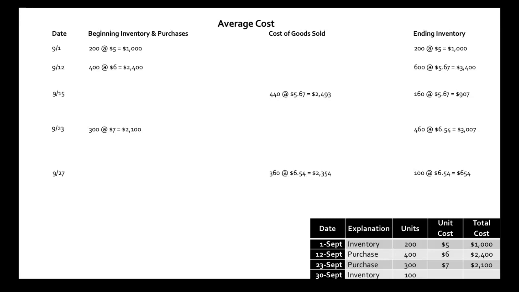Again, this average unit cost does not change with a sale. It will only change when there's a purchase. So it's 100 units at $6.54, which left us with an ending inventory of $654. So now we need to figure out our cost of goods sold and ending inventory, right? Cost of goods sold, we just add up the totals from our cost of goods sold column, and we get 4,847. Ending inventory, we just said that that was the 654 that we ended with on the 27th.